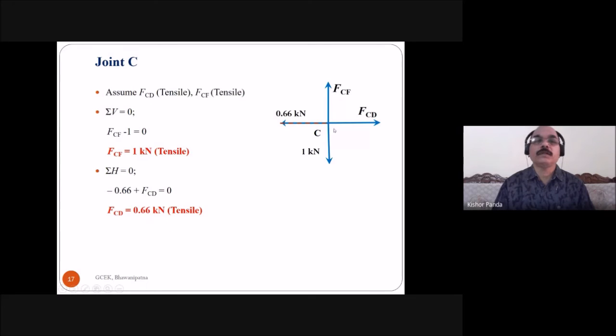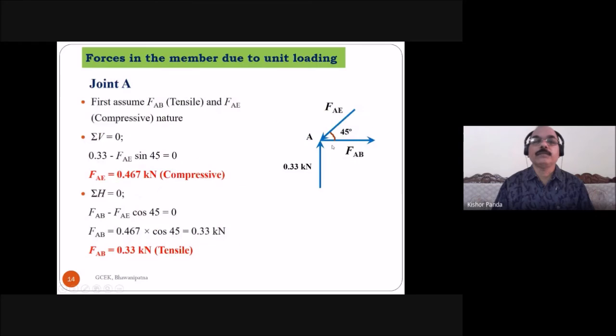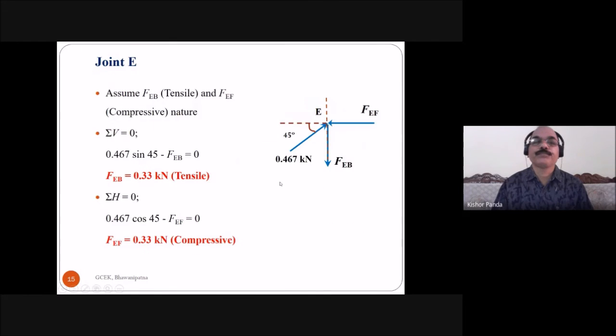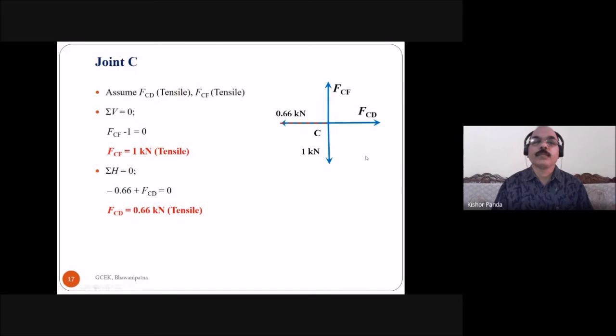Then coming to joint C. At joint C, you know this force from the previous joint, but these two forces are unknown, and this is the unit load present at C. These two are known and these two are unknown, so you can find out these two forces: force in the member CD and force in the member CF.